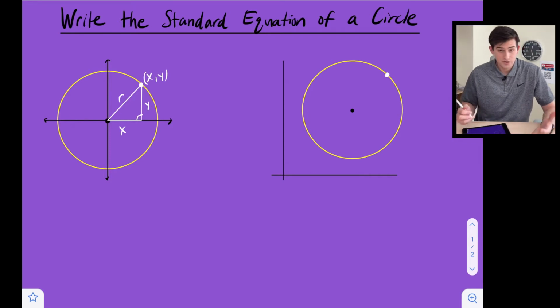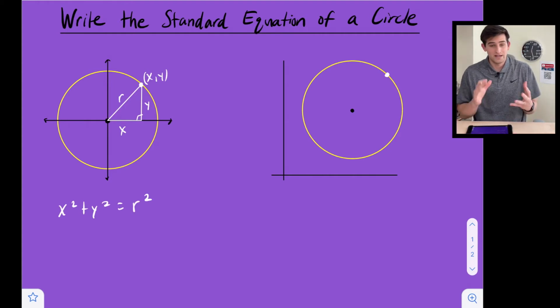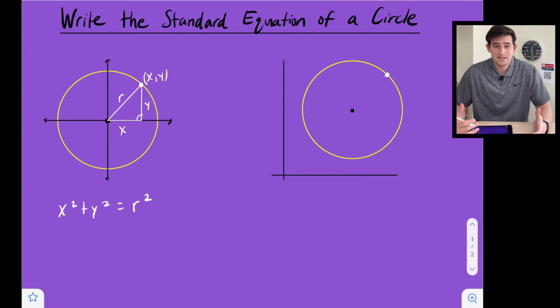Now if we use the Pythagorean theorem, we could write that as x squared plus y squared equals r squared. Okay, and so that is our equation of a circle that is centered at the origin. It's going to start off with x squared plus y squared, and then it's going to be equal to whatever the radius is, and we're going to square that. But now on the right side, the center of our circle is no longer at the origin.